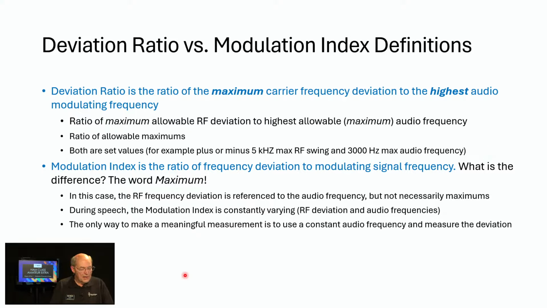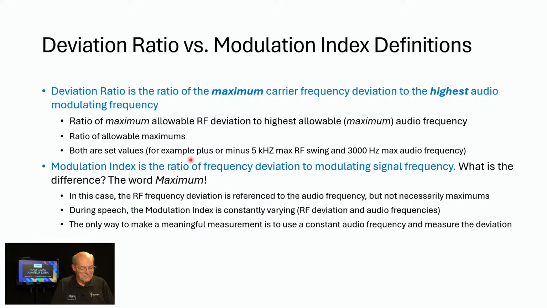Modulation index now, the other one, is the ratio of frequency deviation to modulating signal frequency. The word maximum is missing in this definition. What's the difference? The word maximum. In this case, the RF frequency deviation is referenced to the audio frequency, but not necessarily maximums. During speech, the modulation index is constantly varying. The only way to make a meaningful measurement is to use a constant audio tone, which we showed in the example. So this just contrasts the two.